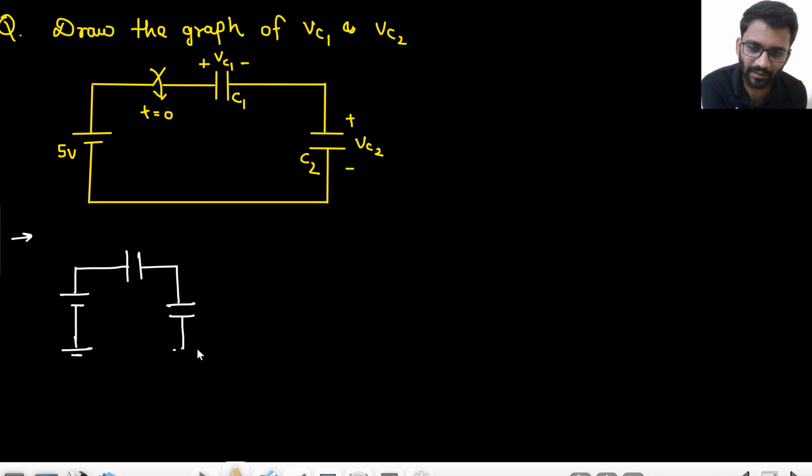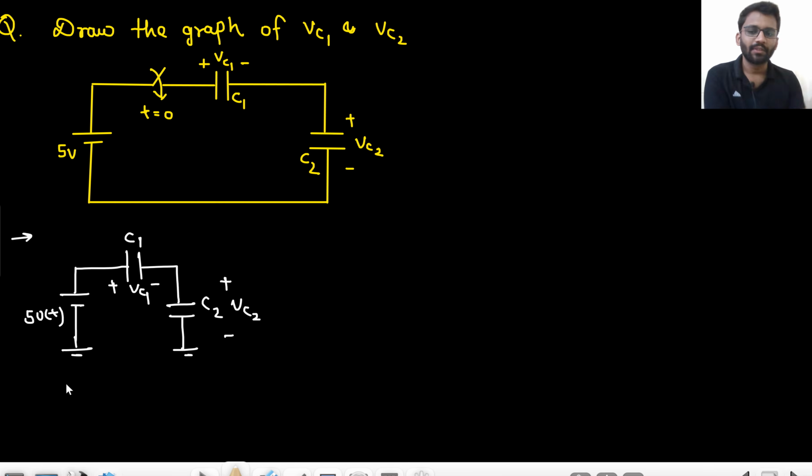I'm making both of the terminals grounded, because if this is grounded, this will also be grounded. So like this I am making. This is C1, C2, this is VC1, and this is VC2. And here I will write 5 volt, right? So VC2 will be C1 upon C1 plus C2 into 5, right? But let me show you one thing. Now, the circuit initially.